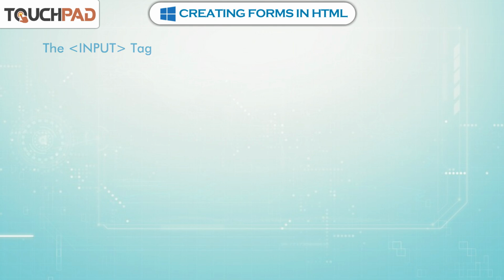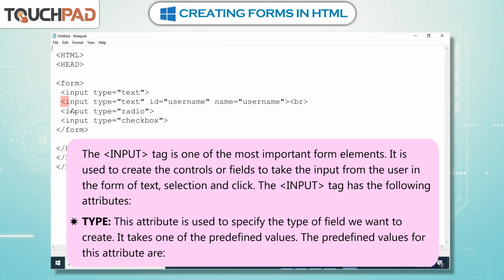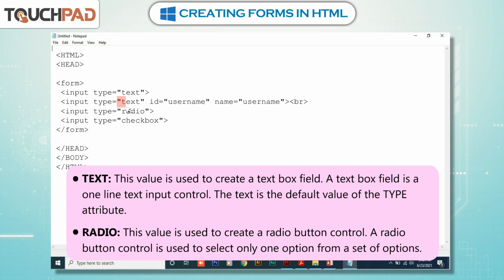The input tag. The input tag is one of the most important form elements. It is used to create the controls or fields to take the input from the user in the form of text, selection, and click. The input tag has the following attributes. Type: this attribute is used to specify the type of field we want to create. It takes one of the predefined values. The predefined values for this attribute are text.